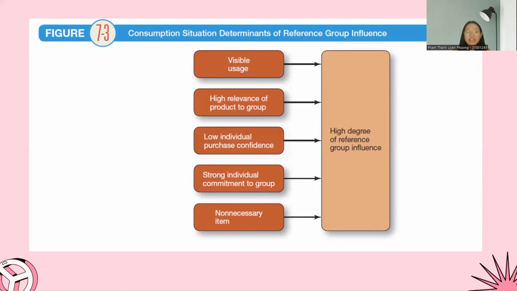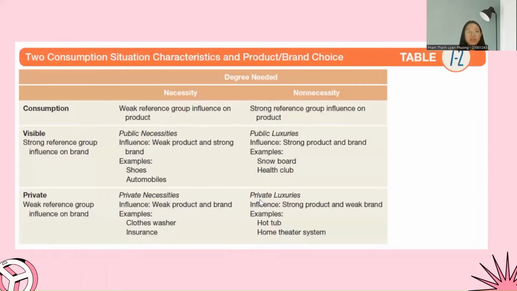And the final thing is the non-necessary item. In table 7.2, as you can see, group influence is strongest when the use of a product or brand is visible to the group, and reference group influence typically affects only aspects, such as category or brand, that are visible to the group. Reference group influence is higher the less necessary an item is. The final factor that affects the degree of reference group influence is the individual's confidence in the purchase situation.